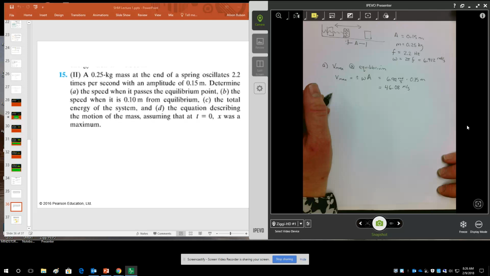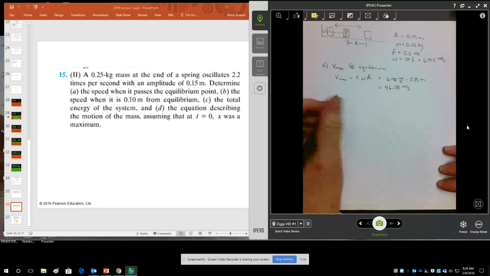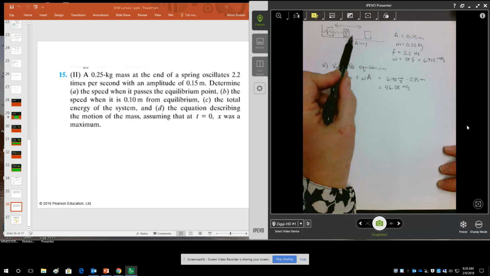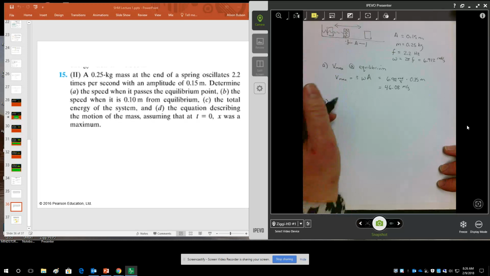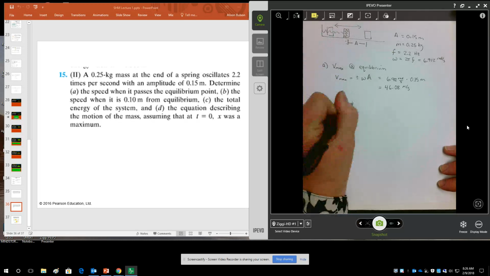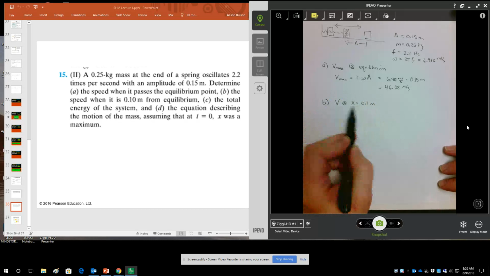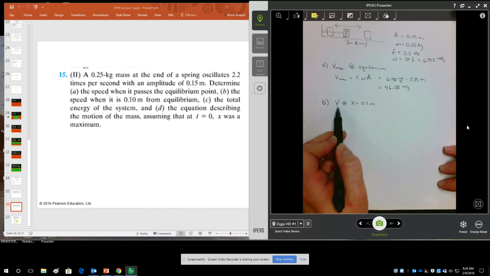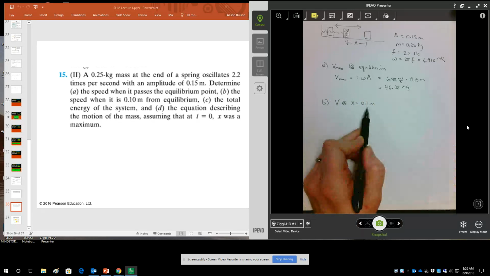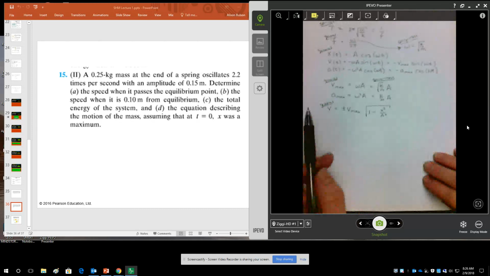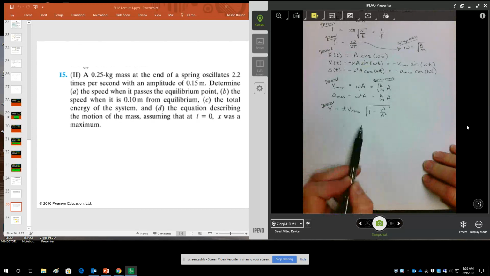All right, so that's A. B, the speed when it is 0.1 meters from equilibrium. Okay, so now we're no longer at equilibrium, right? 0.1 to the left or to the right is not going to matter because it's symmetric. So v at x equals 0.1 meters. It's not asking me for the velocity at a particular time. It's asking me for the velocity at a particular position. And I remember that using conservation of energy, we developed an equation for that.